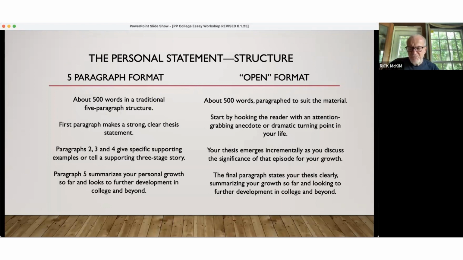because the final paragraph serves the same purpose in both structures. It looks to college and beyond. It's future oriented, whereas the story itself of your growth is basically past oriented. So right at the end, you pivot towards your future and talk about that.